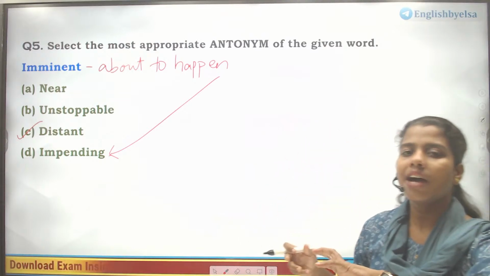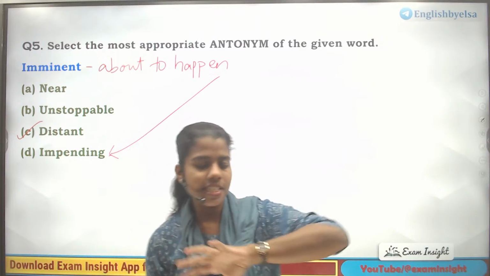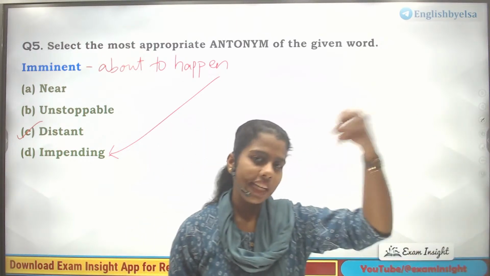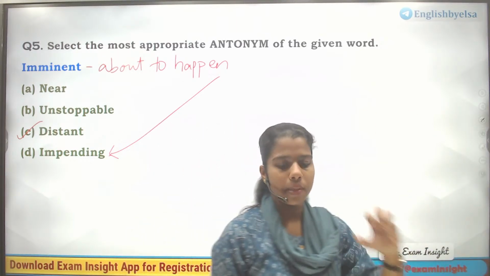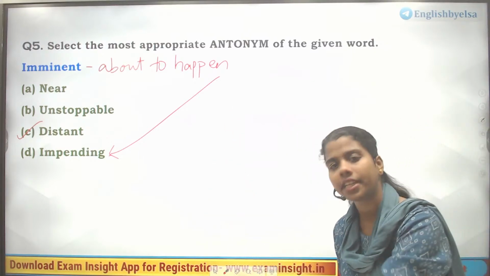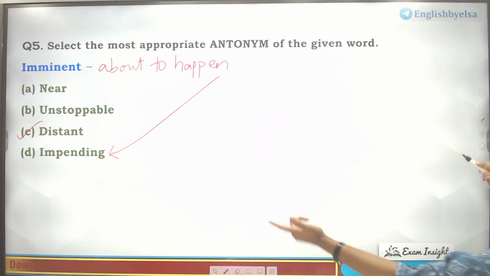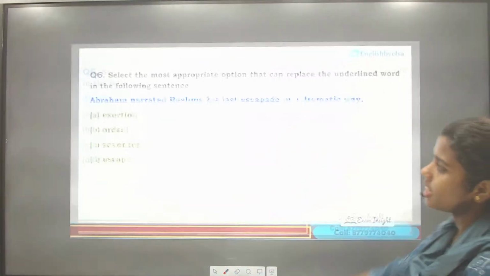Distant can have relation with time as well as place. Distant means far away in terms of place or time. In this case, I'll consider it in terms of time. My answer is C, correct answer. Impending will be the synonym of it.